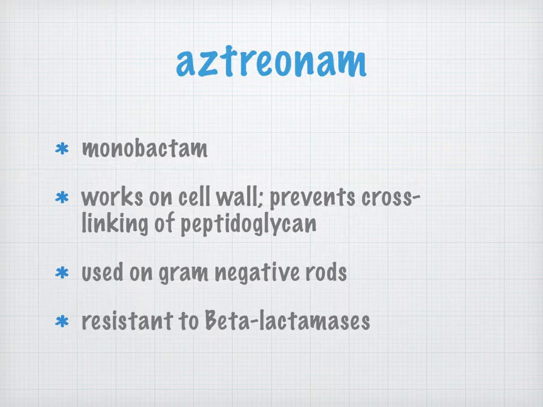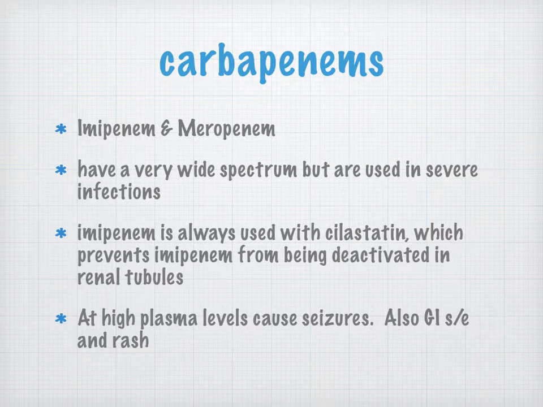As for aztreonam, it's a monobactam that works on the cell wall and prevents cross-linking of peptidoglycan. It's used on gram-negative rods, and it's resistant to beta-lactamases. Carbapenems are imipenem and meropenem. They have a wide spectrum, but they're used only in severe life-threatening infections.